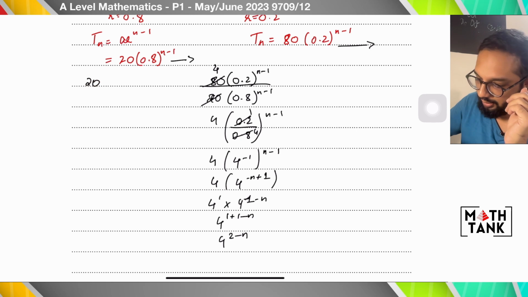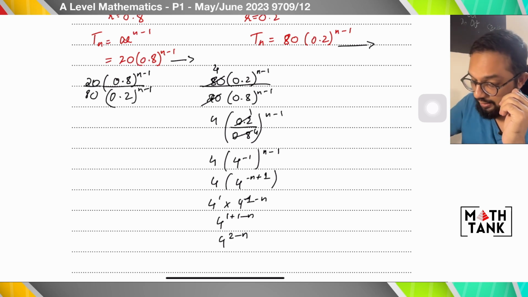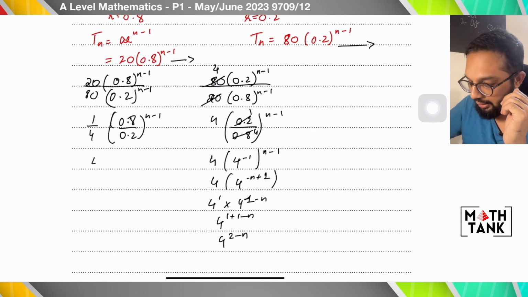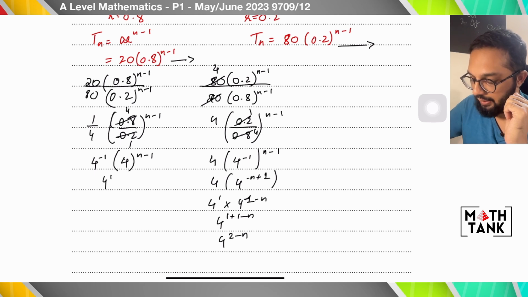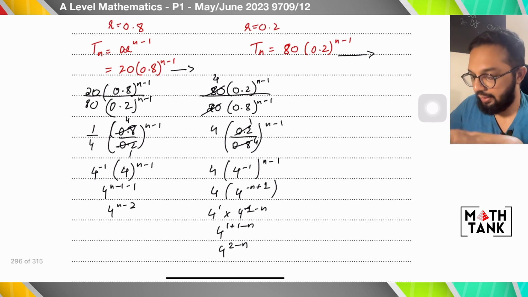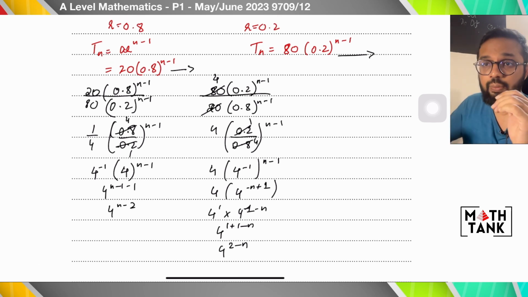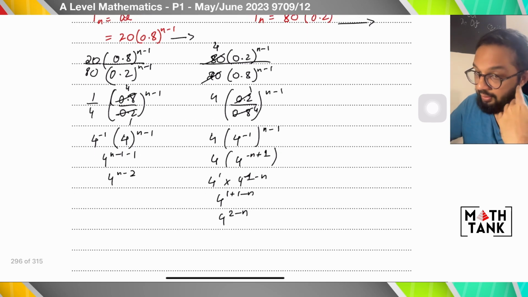I should have done 20 over 80 times 0.8 power n minus 1 over 0.2 power n minus 1, and that should have given me the right powers. I can show that to you again. This becomes 0.8 over 0.2, the power n minus 1 comes out common. 1 over 4 is 4 power minus 1. This gets divided and becomes 4. So 4 times 4 power n minus 1 gives you 4 power n minus 2. So basically the first progression was bigger, the second progression was smaller. Tough question at the end.